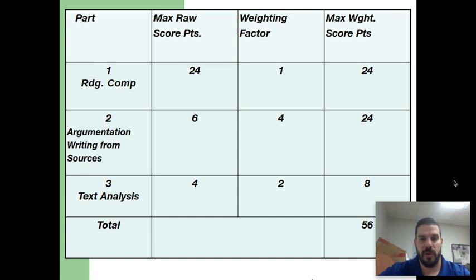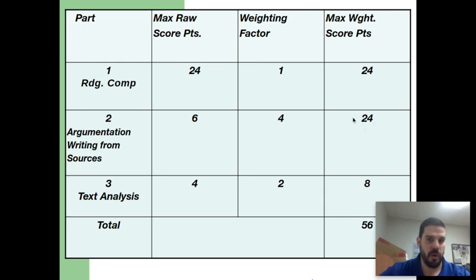Okay, this is the point breakdown. This is important. Okay, the multiple choice. You get 1 point. There's 24 questions. You get 1 point for each question right. So it totals to 24 points. The argument essay is also worth 24 points, but it's on that rubric, okay? A 6 is the top score. That's the best score you could get. Then you multiply whatever number you get out of 6 by 4, and that gives you your max score, your weighted score, okay? So if you get a 6, you multiply it by 4, you get 24 points.